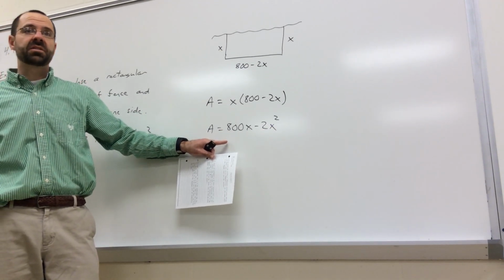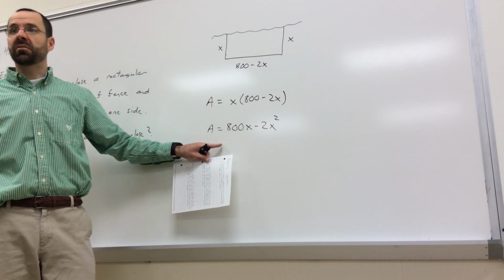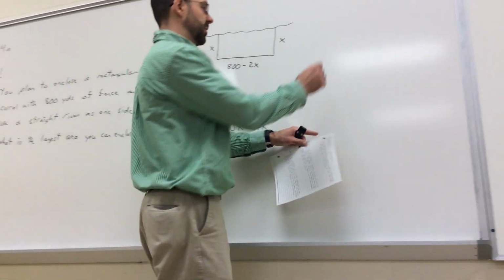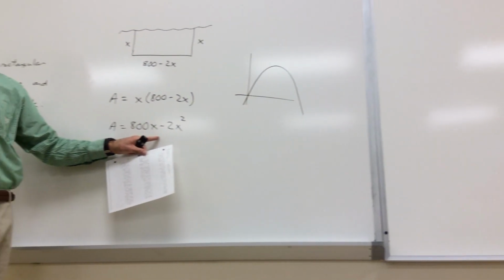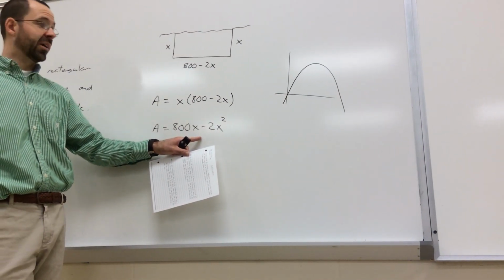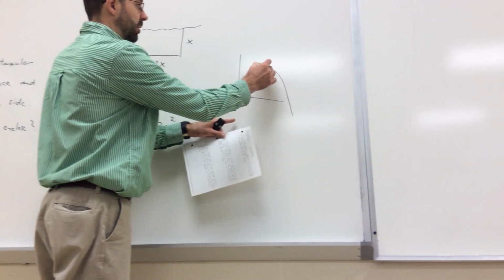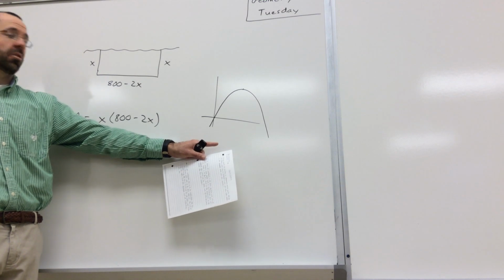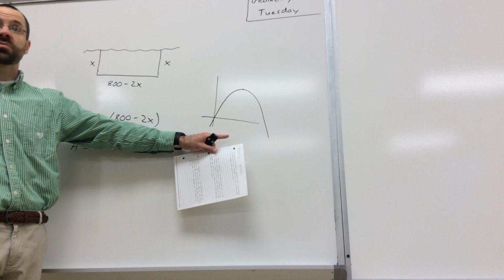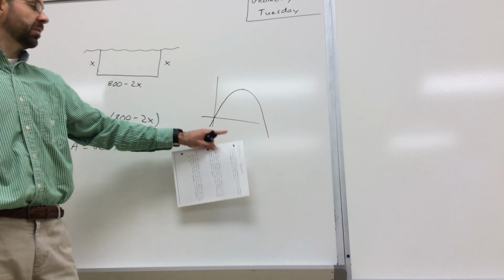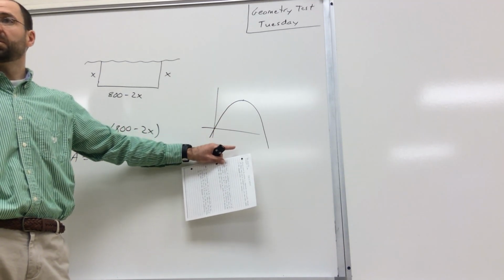Before calculus, you would have graphed this area function, and it would have looked like this, because it's an upside down parabola, right? And where is the largest area? At the highest point. That's before calculus: you graph the area function and look at where the highest point is. But now, how in calculus do we find the highest point?